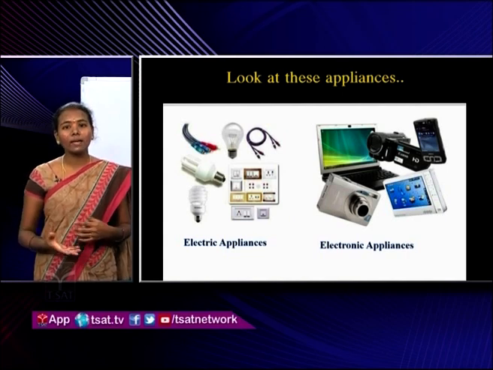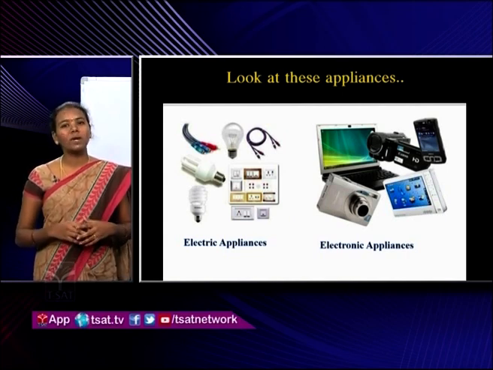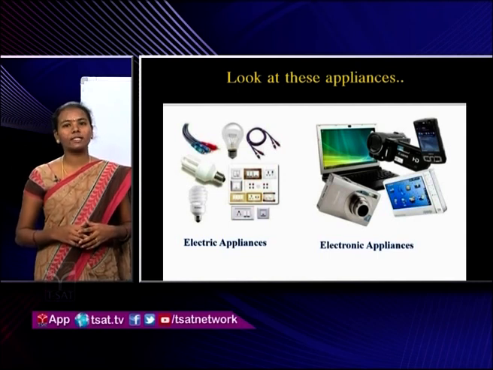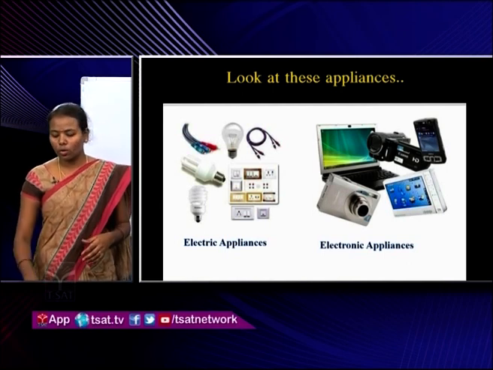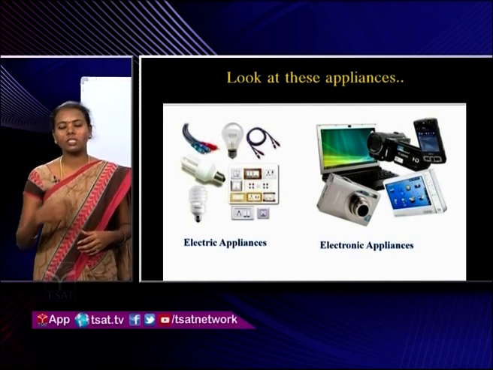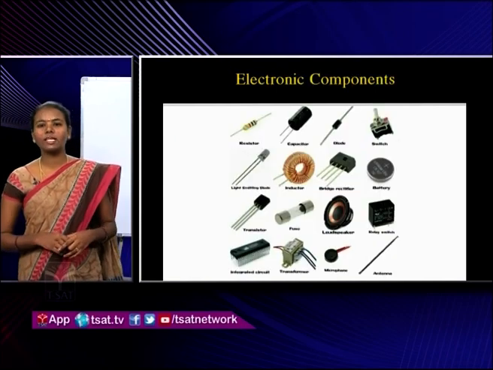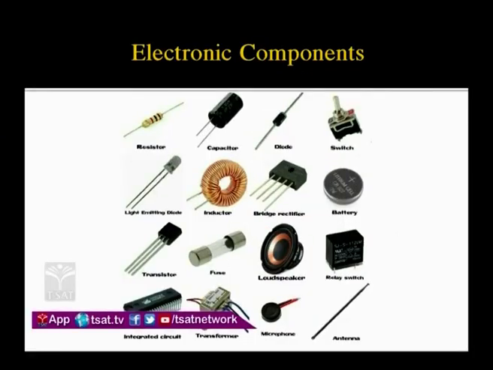So what is making these electronic appliances much smarter? It is the components which are present in electronic appliances. So these are the components present in electronic appliances: there is a resistor, capacitor, diode, rectifier, light emitting diode, and integrated circuits. These are all the electronic components.